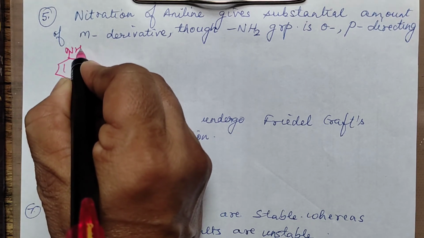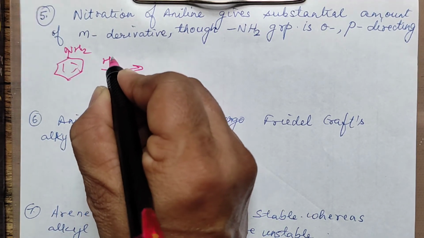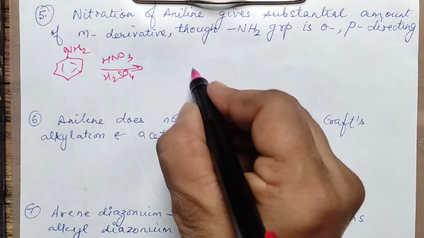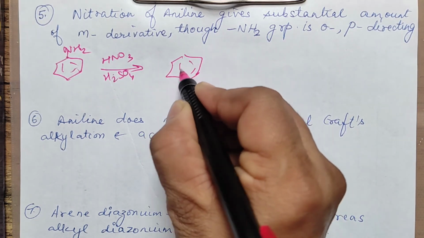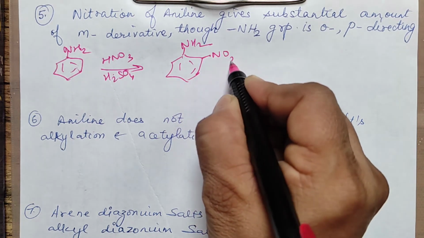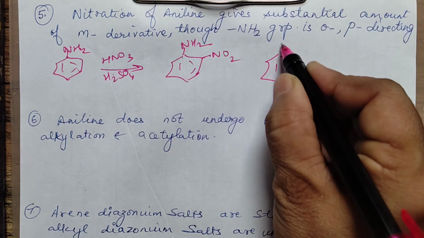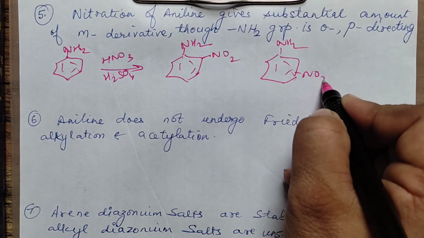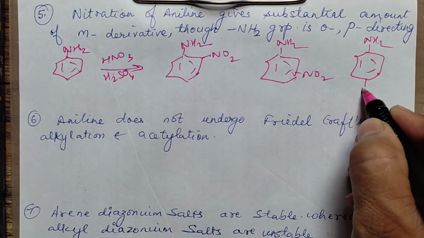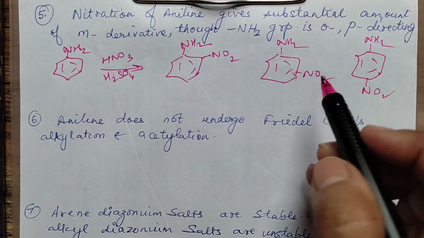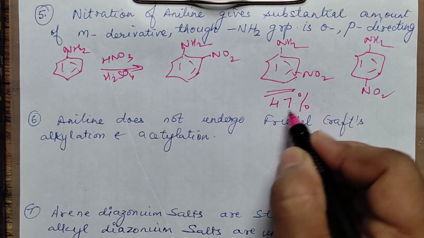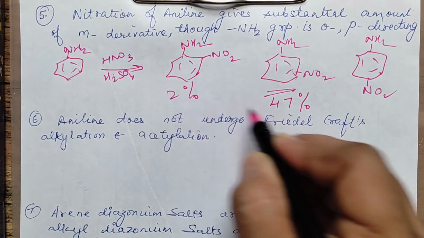That is, if you are taking aniline and carrying out the reaction in the presence of the nitration mixture HNO3 and H2SO4, you are getting 3 different products, where NH2 is here, and you may get the NO2 group at the ortho position, or at the meta position, or at the para position. The question is saying, though the NH2 group is ortho-para directing, why are we getting this? In fact, this is 47%, quite a big amount. This is only 2%. This is 51%.